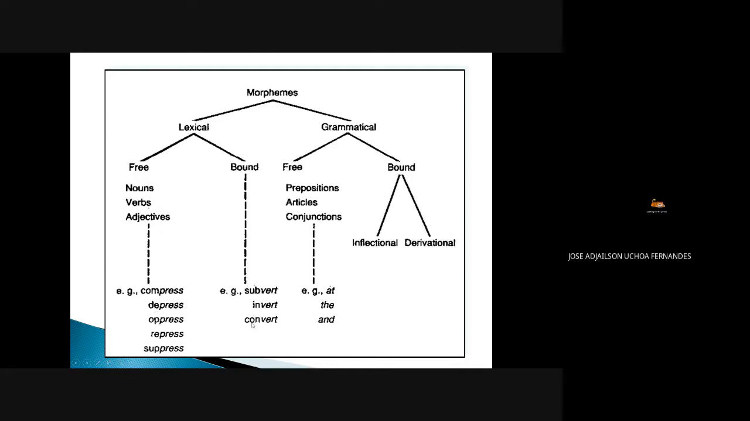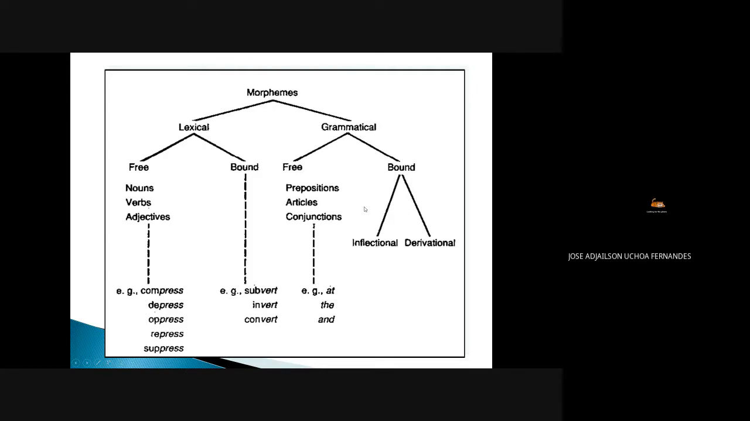Subvert, invert, and convert, okay? So these morphemes sub, in, and con, they need to be attached to vert to have a meaning. They are bound because they do not mean anything on their own. However, they are lexical because they give the idea of under, or by the side, change, and so on. They are lexical morphemes.